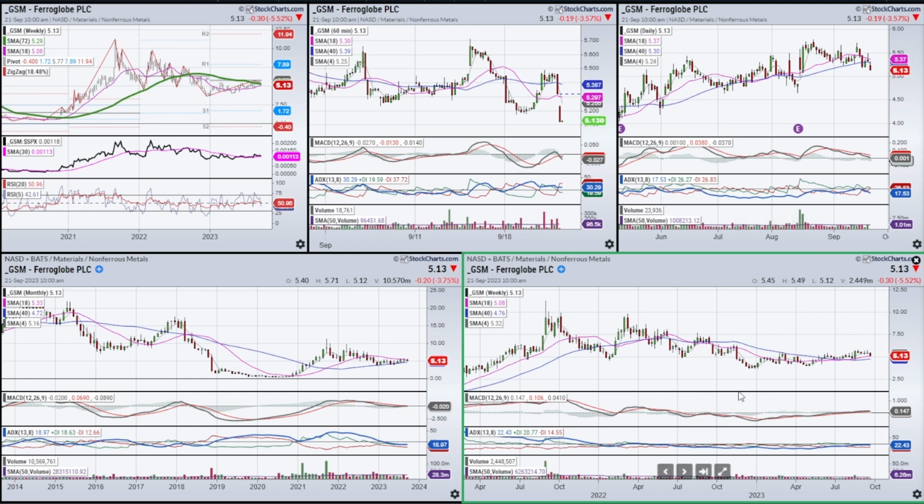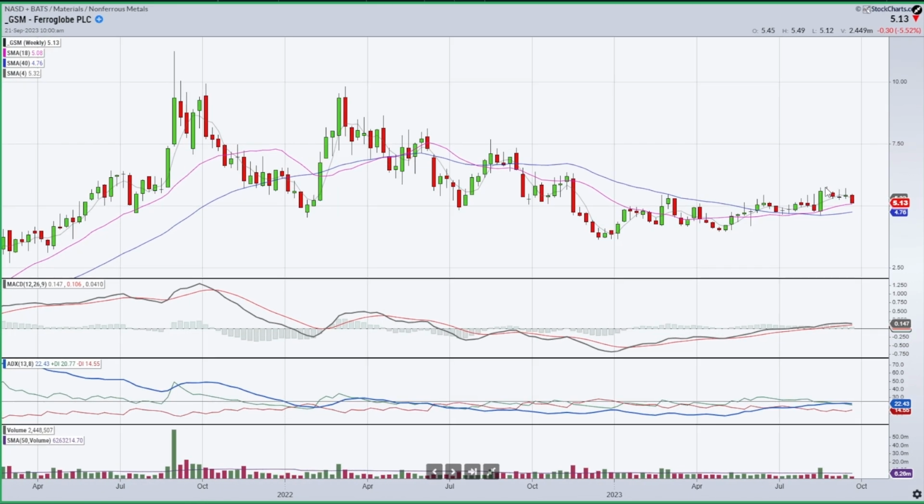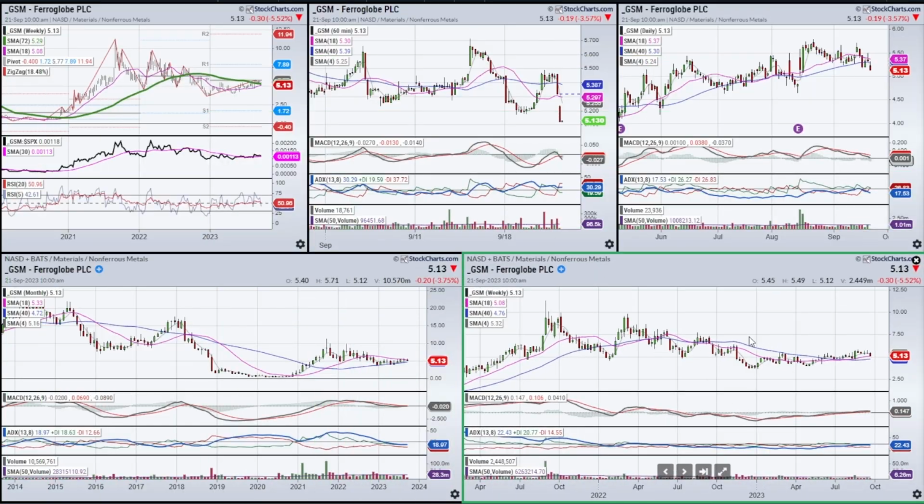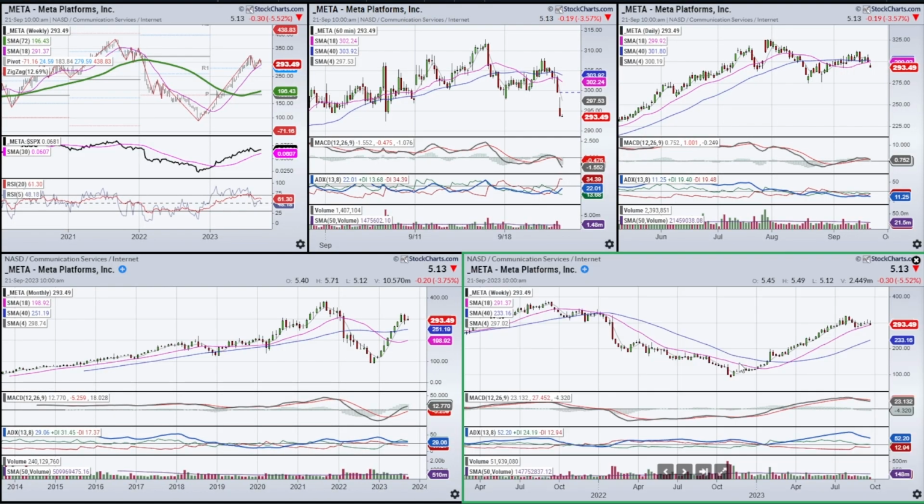But don't pre-guess this. Don't jump the gun. We need this to get back up above this prior high, and I want to see it do it with a vengeance, with some real strength.